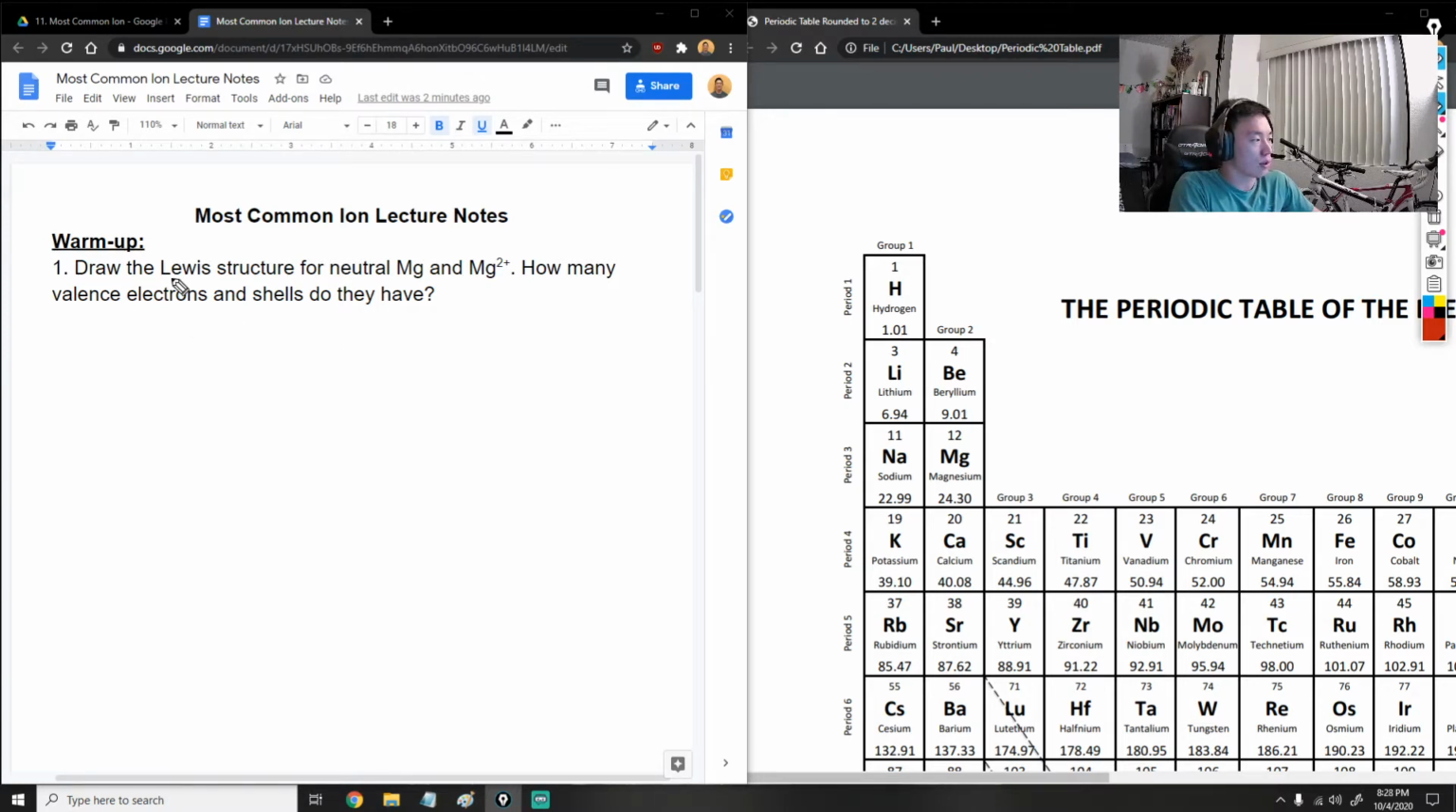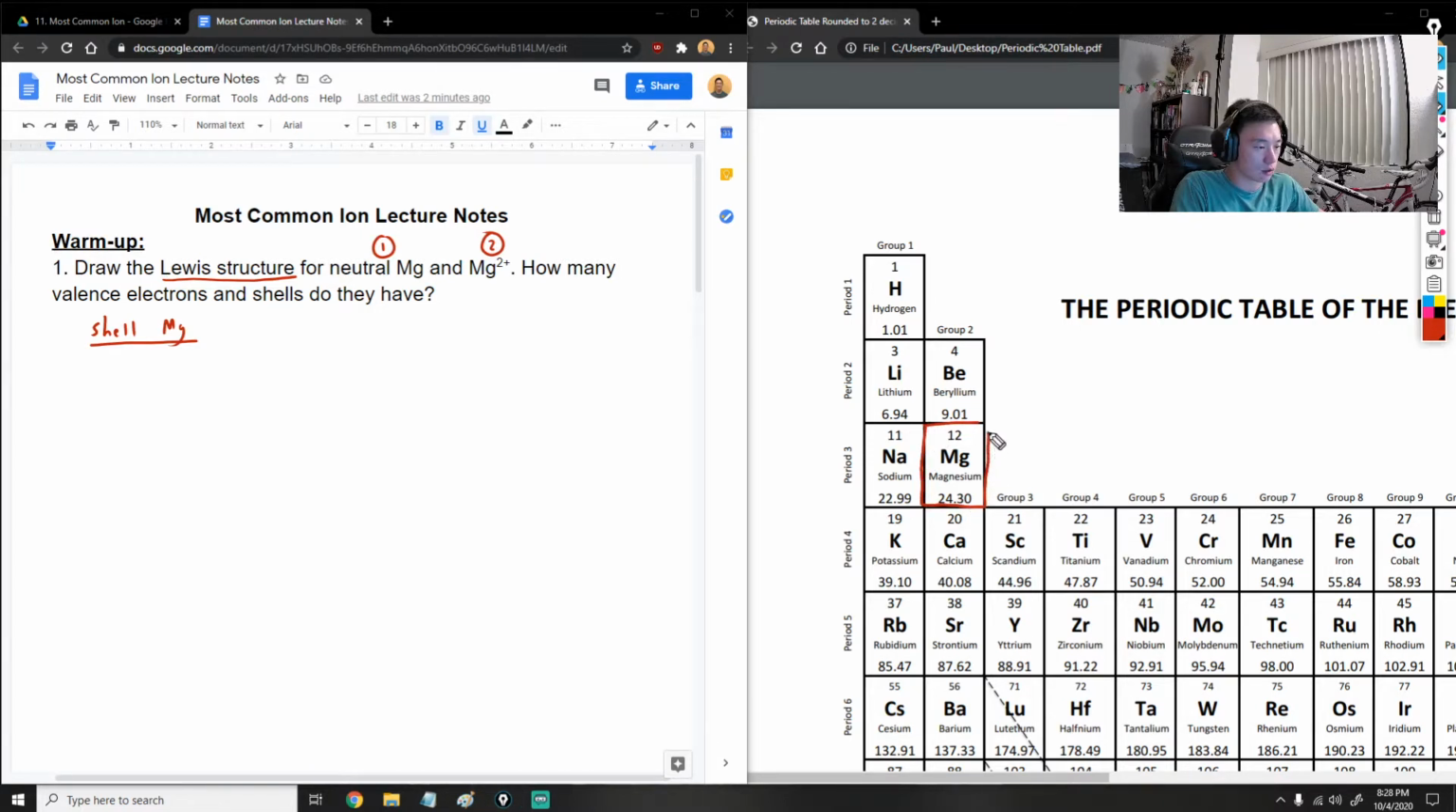Okay, just to warm up, we're going to be drawing the Lewis structure for two different atoms. First, we're going to be doing it for neutral magnesium, and then for Mg2+. After that, we're going to talk about the valence electrons and the shells. Before we draw the Lewis structure, I want to draw the shell model for regular magnesium. If you're pretty confident with doing that, feel free to draw the shell model for regular magnesium. Okay, magnesium is right here on the periodic table.